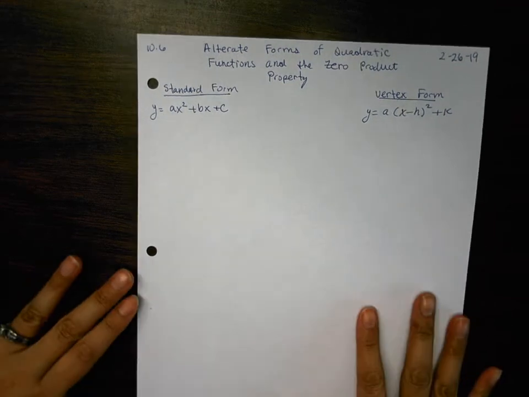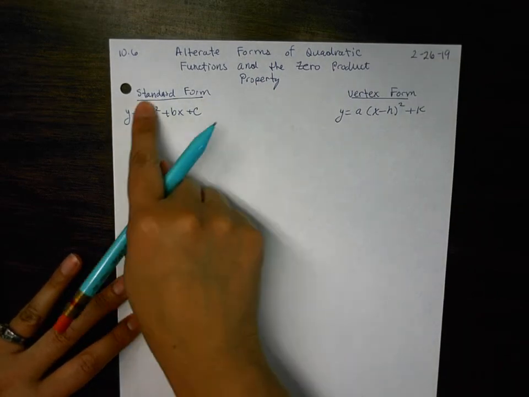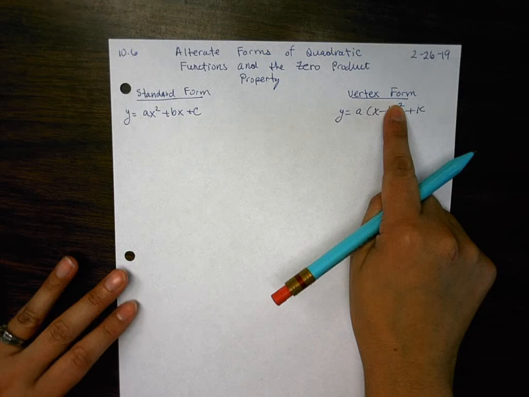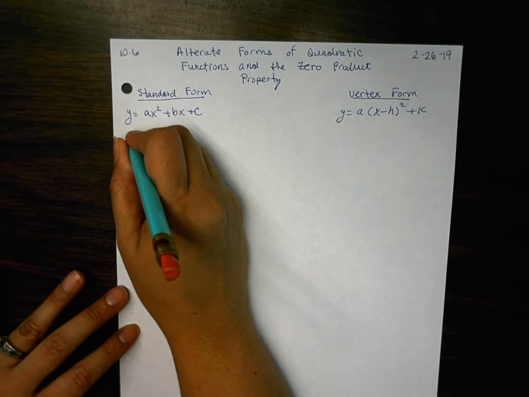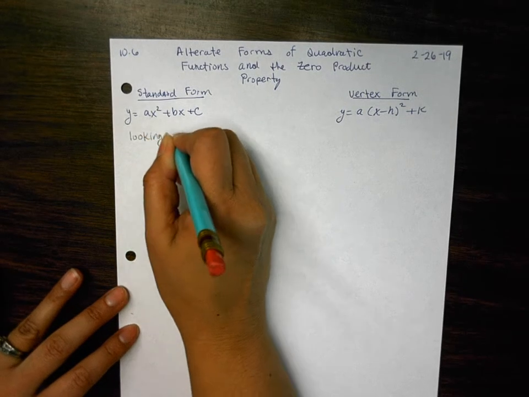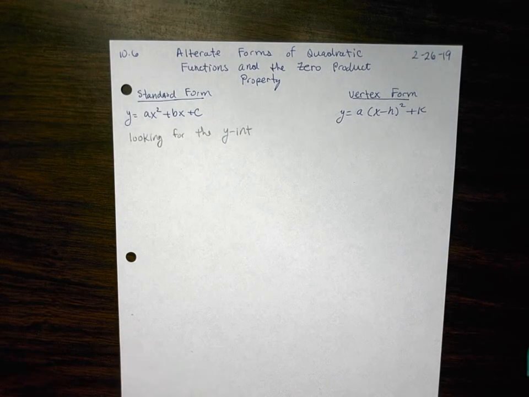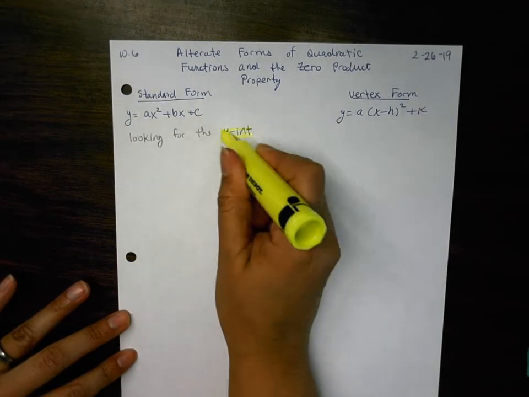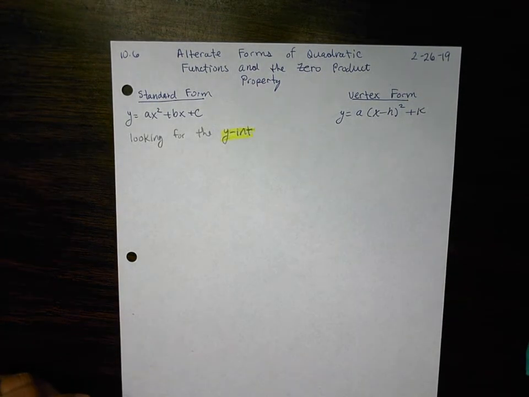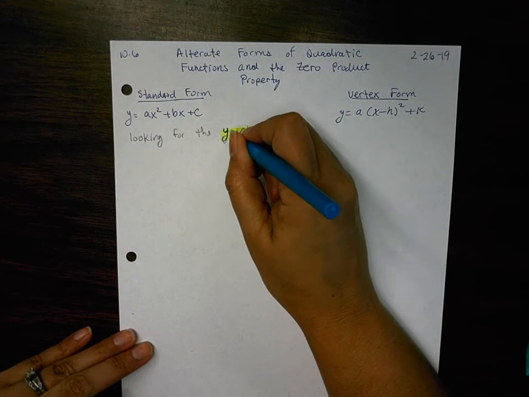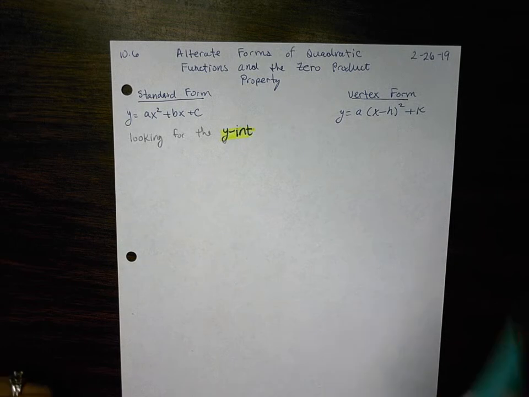Now, I've said this before, you may not remember, but I've talked to you about when standard form is really nice and when vertex form is really nice. Does anybody remember when standard form is really nice? When you're looking for something. No one remembers? Y-intercept. If they ask you to find the y-intercept, standard form is the easiest to work with, and here's why.